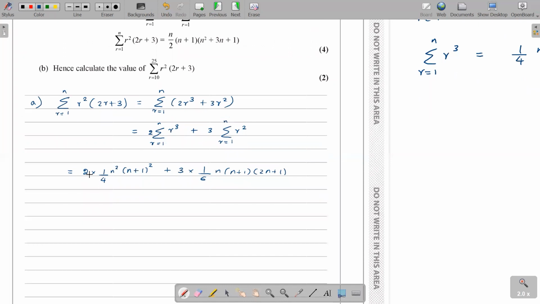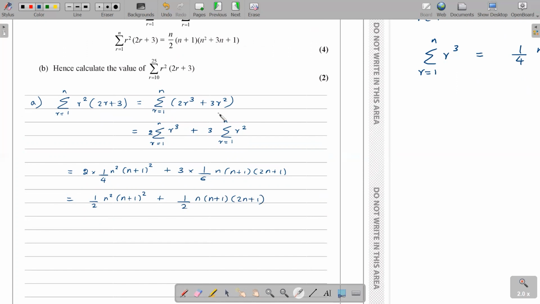So we will take the common thing out. Here we can cut 2 and 4, and this is half n squared n plus 1 squared. 3 and 6, you cut, it's half n plus 1 2n plus 1. Do not expand the bracket because that will waste a lot of time. Take the common thing out.